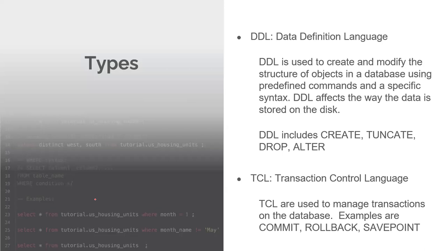Then TCL, transaction control language. These are used to manage transactions in a database. Example, commit. Maybe when the transaction has been successful, then you commit the changes on the database. Rollback, you roll back changes on the database. Then save point, you save the changes at a particular point.